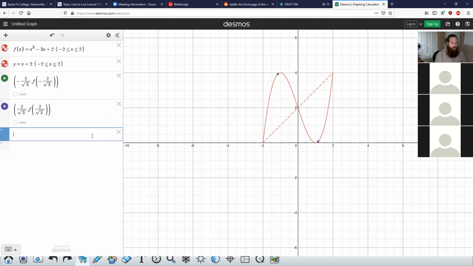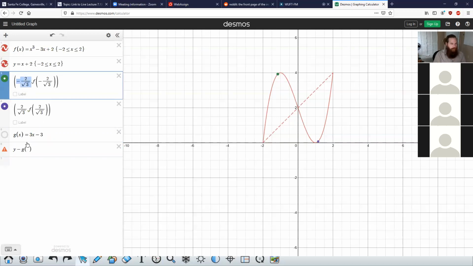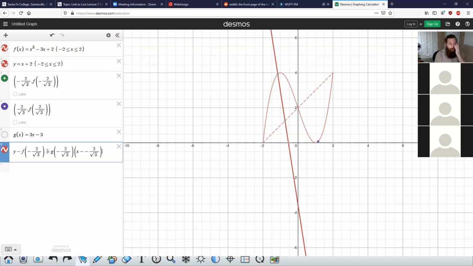Let me add in that tangent line. I'll need the derivative, 3x minus 3. I don't want to graph him, but I do want y minus f of this number equals f prime of this number times x minus this number. Wait, what did I do here? I messed something up.